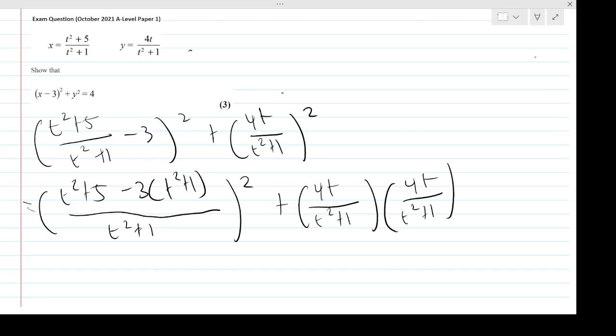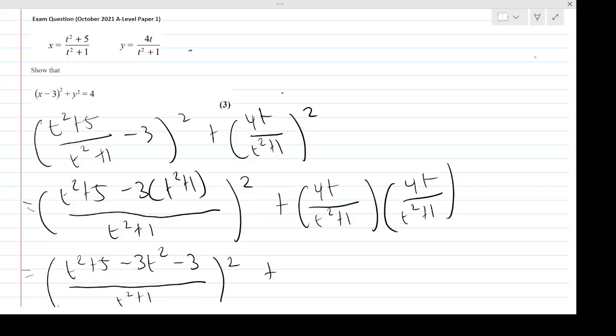And then if we continue this on, we can expand the bracket now. This 3 minus 3 of t squared plus 1, so we'll be left with t squared plus 5 minus 3t squared minus 3, okay? Over t squared plus 1, all squared. Plus, and now because there's a hidden multiplication here between these two brackets. When we put brackets together, we mean times, okay? So that will be again, and then when you times the two fractions, you times the numerator and the denominator separately.